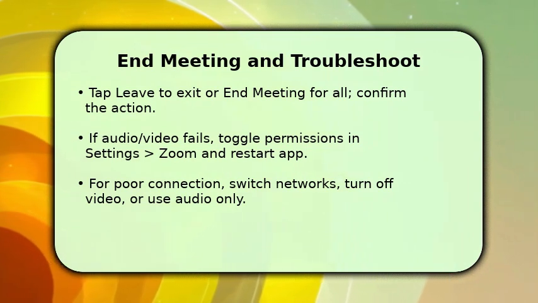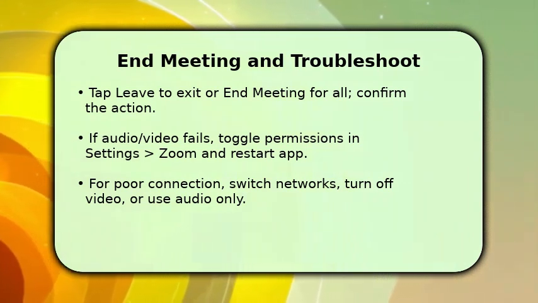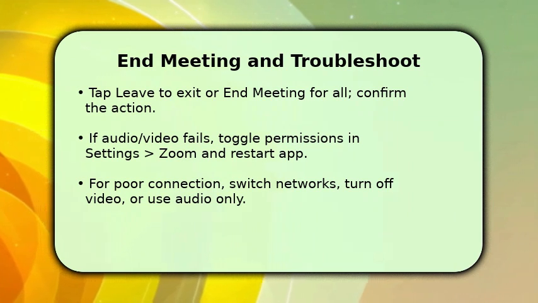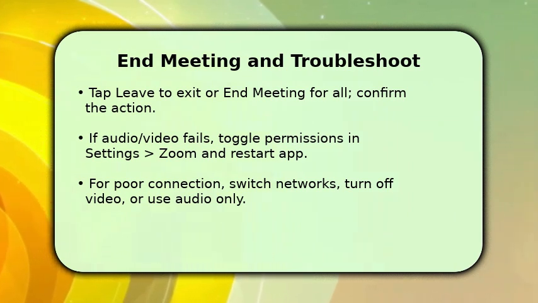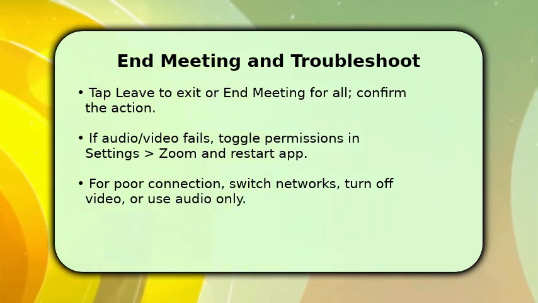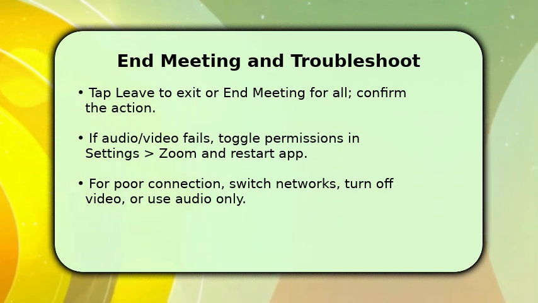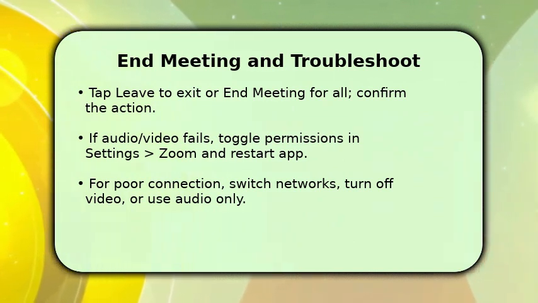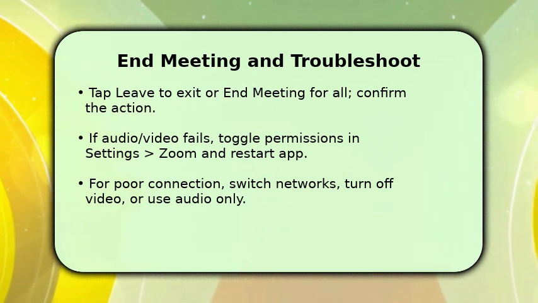If you run into trouble, no audio or camera, go to iPhone Settings, find Zoom and re-enable camera and microphone, then force close and reopen the app. For choppy audio, switch from cellular to Wi-Fi, disable video to save bandwidth, or use call via device audio as a reliable option.